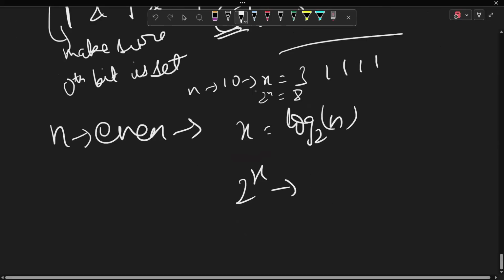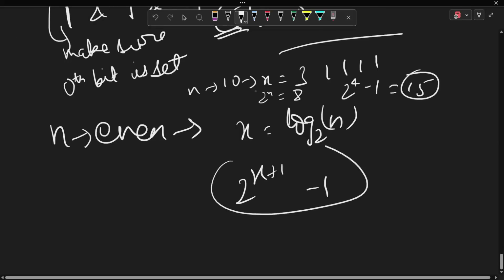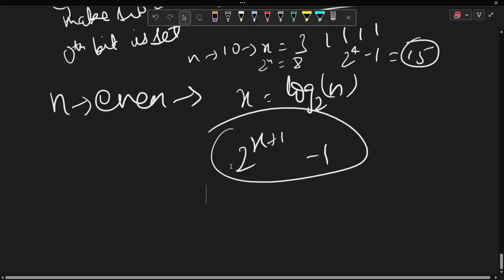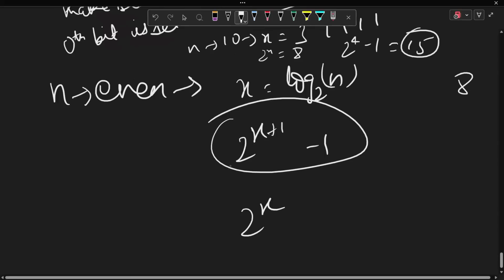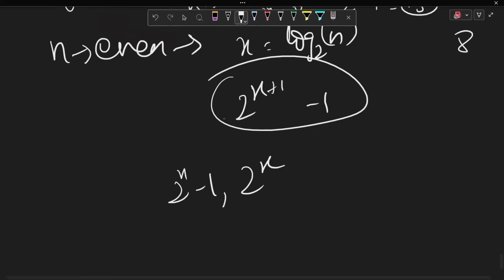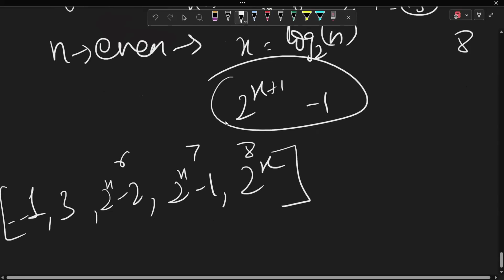So basically what I'm trying to make is 2 to the power x plus 1 minus 1. So 2 to the power 4 minus 1 is 15. This is what I'm trying to make. To make this, I would use 2 to the power x, which is 8. Then 2 to the power x minus 1, so this was 8, this was 7. Then 2 to the power x minus 2, this was 6. And then a 3 and a 1. And before that, I can use anything.